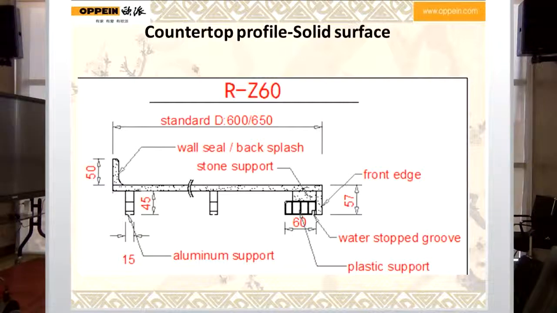And underneath is the aluminum support. The size is 15 × 45. The aluminum support bar for solid surface has two sizes. One is 15 × 25.5. The other is 15 × 45.